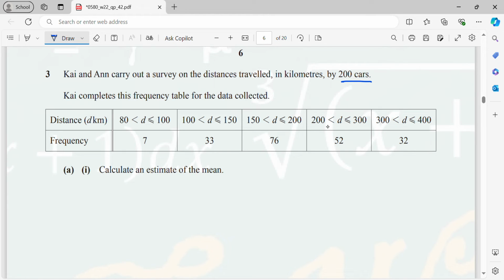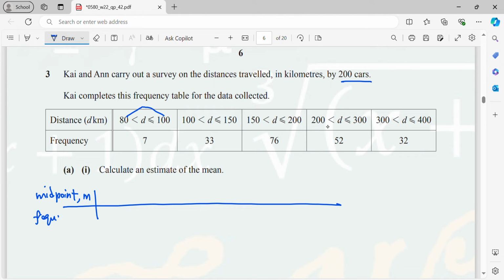Okay, so for the mean, we need to get the midpoints. The midpoint is found by getting the average of the two limits, right? Average means you add them together and divide by 2. So now I will write my midpoints, denoted by M, and my frequency, F.